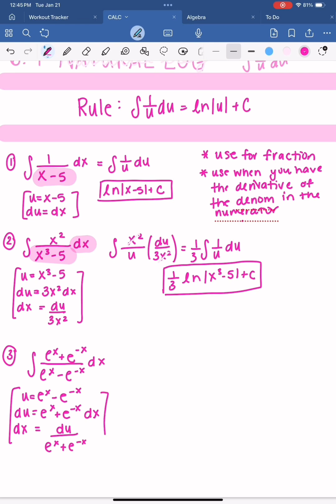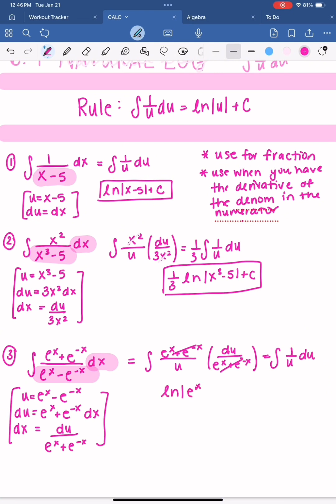And now we're going to go ahead and do my u substitution. All right, so we're going to have the integral e to the x plus e to the negative x, which I can see is going to cancel, all over u, du over e to the x plus e to the negative x. So all of my x's cancel, which means I did the right u sub. We're going to have 1 over u, that's what we're left with, and we reached my goal. So that's going to become the ln absolute value of e to the x minus e to the negative x plus c. And that's it, natural log integrals.